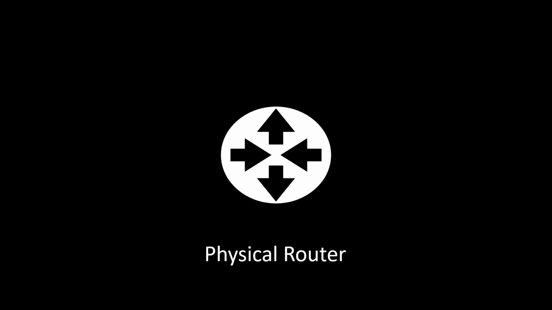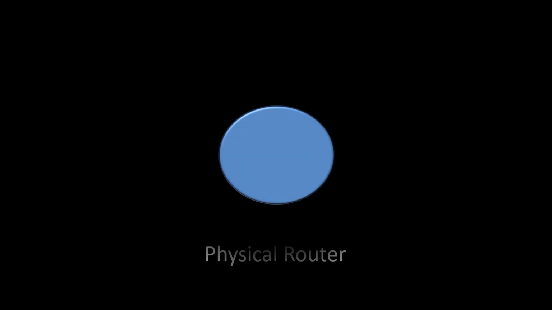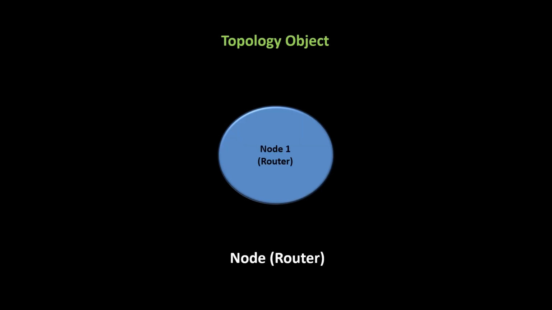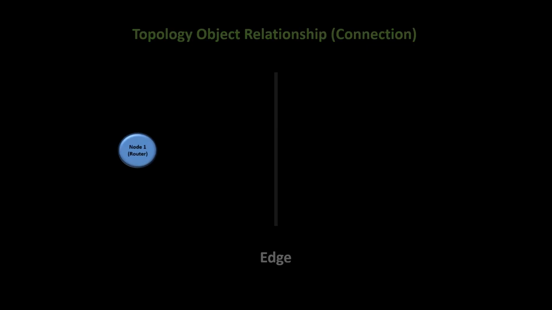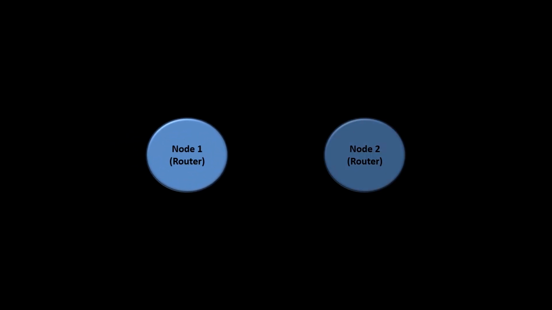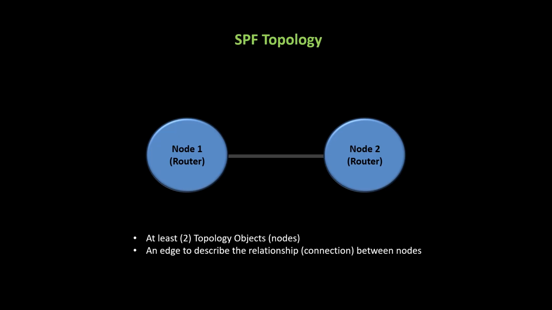SPF understands topology objects and the relationship between them, called edges. In the context of SPF, a router is a topology object called a node, a router node. It would be represented by the blue circle. A link is the edge and represents the connection or relationship between the routers. Router node 1 and router node 2 are related through this link, aka an edge. Topology is at least two nodes connected by an edge.